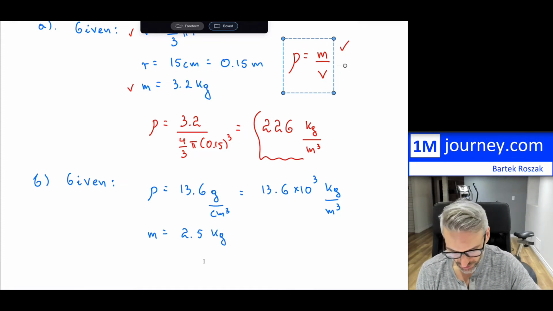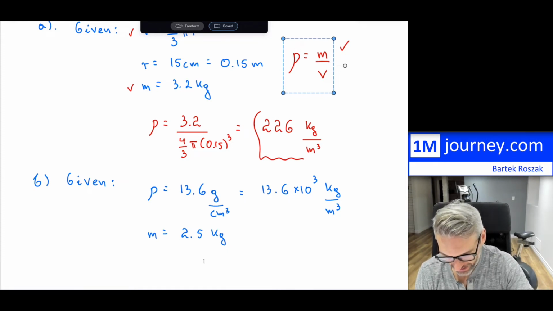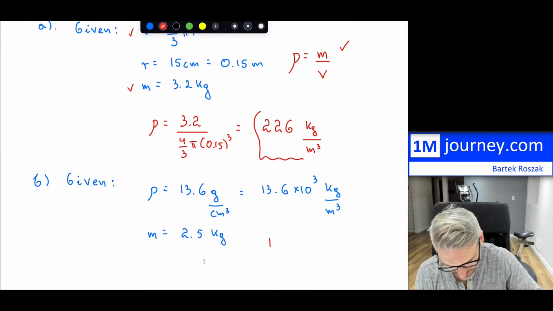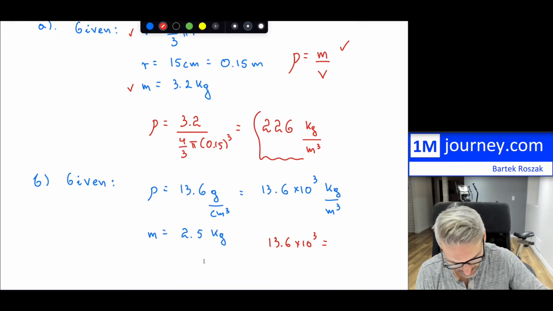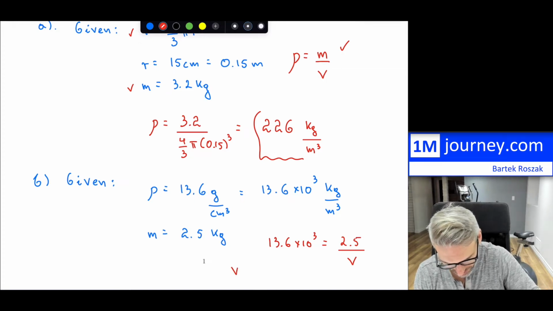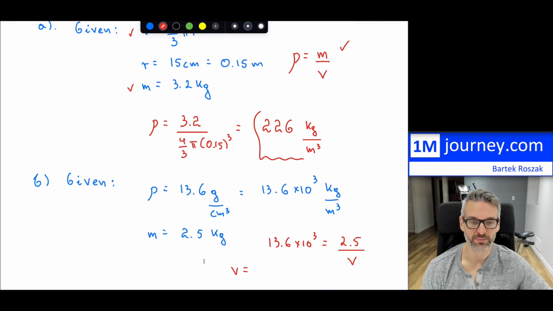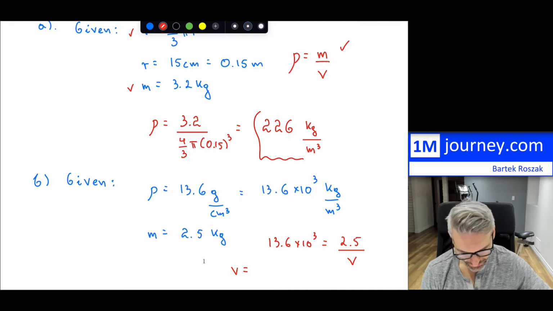So if we're going to use that and substitute it back in there, we can solve for volume. So let me do that. So this is 13.6 times 10 to the 3 equals 2.5 all over V. So now if you isolate for V, you're going to get V equals 2.5 divided by 13.6 times 10 to the 3.